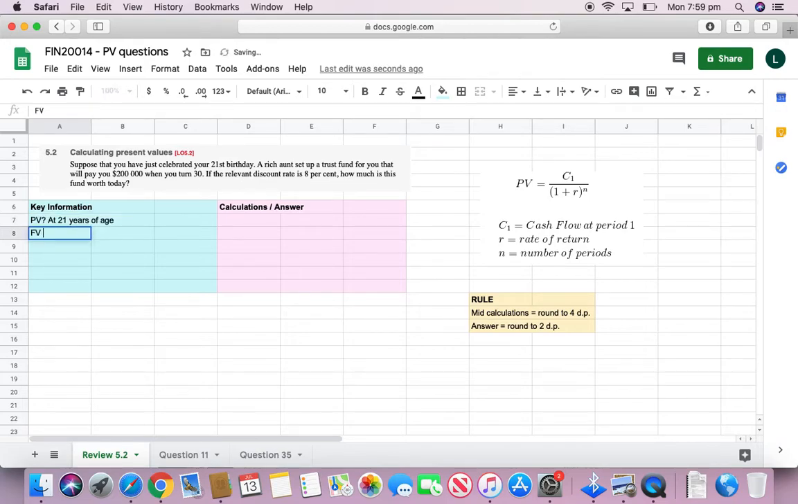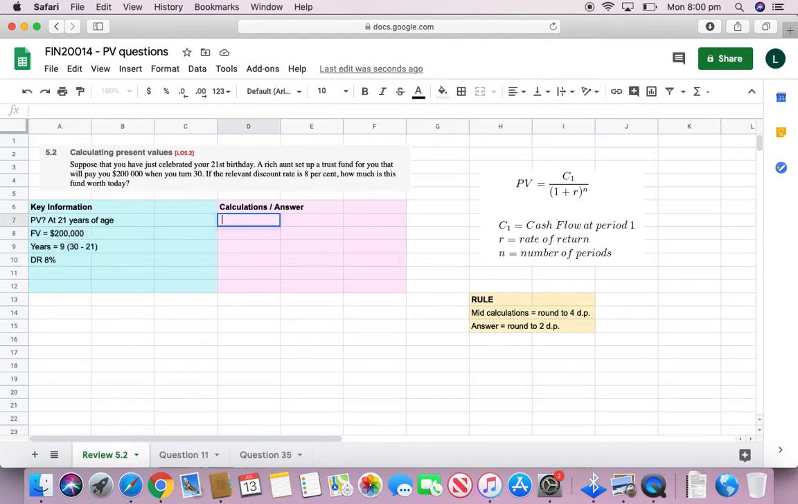So we know our future value is 200,000. What is our number of periods? How many years? 9, because that is 30, when we get it, minus 21 years of age. Our discount rate is 8% as it states above. So that's all the information we need out of that question, these 3 points here.